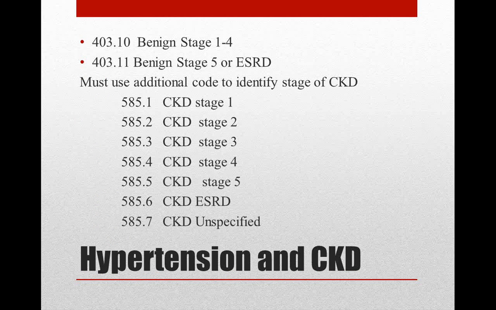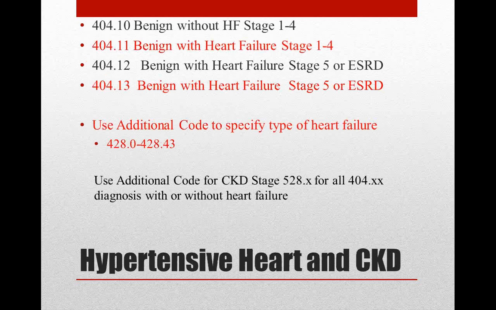The hypertension and chronic kidney disease is the 403 group, and you can see there stage 1 through 4. So if you have patients that have hypertension and chronic kidney disease, and you can make a specific link to those two being cause and effect, you want to change your 401 code to a 403 code, and just make sure you document it.